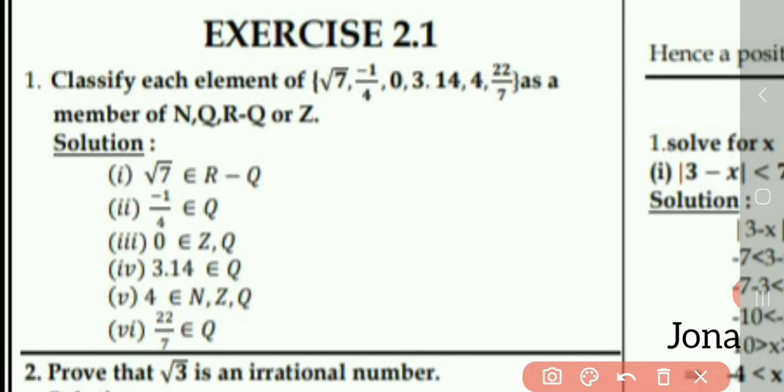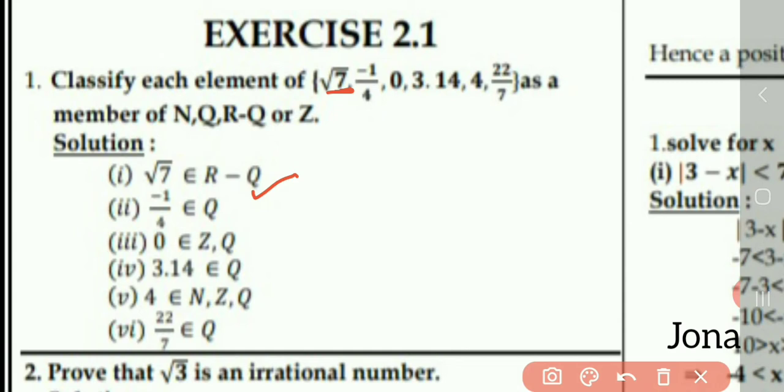Let me see the first number, root 7. This root 7 belongs to the category R minus Q, that is irrational number. What do you mean by irrational number? If we find the root of the number, after the decimal, the number will go on. Isn't it? That is called the irrational number.